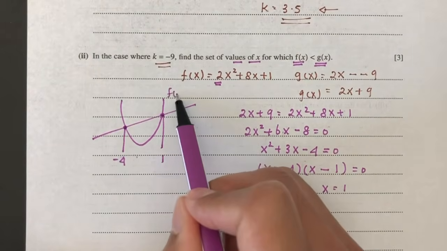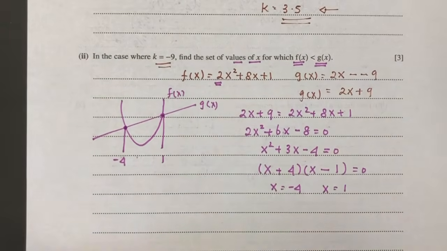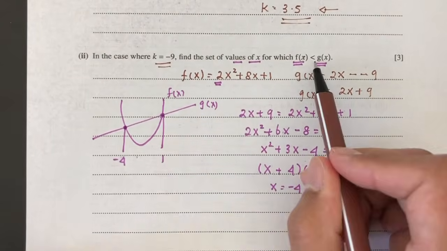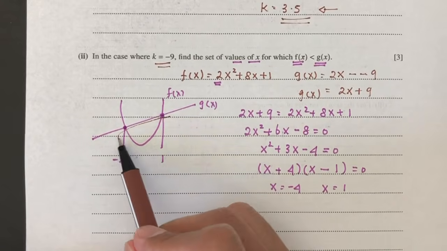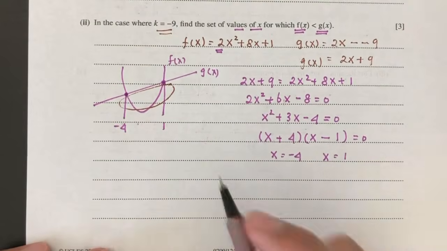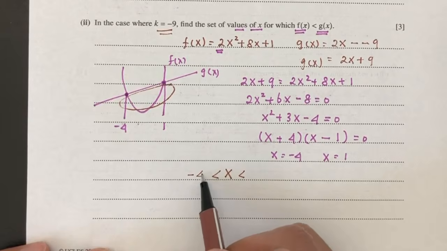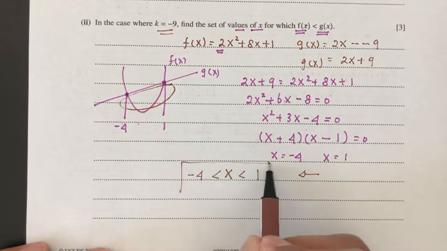This is f of x and this is g of x. Now the main question is, for what values of x is f of x, the curve, less than g of x? As you can see, it is between those two values that it is less than g of x. So you will write the values of x will be between minus 4 and 1. That will be your answer for part 2.